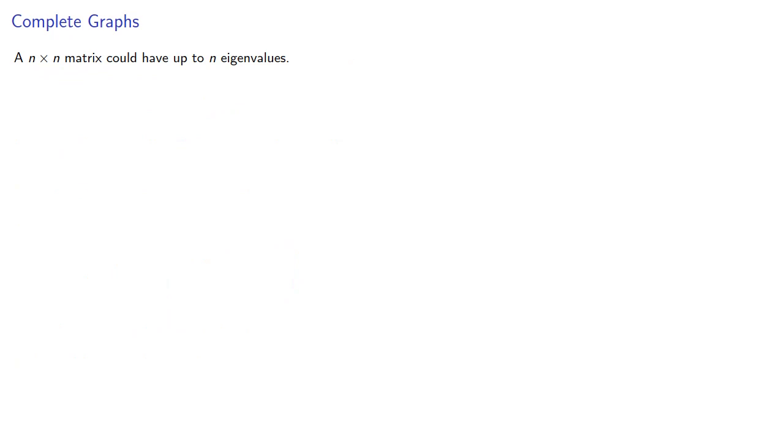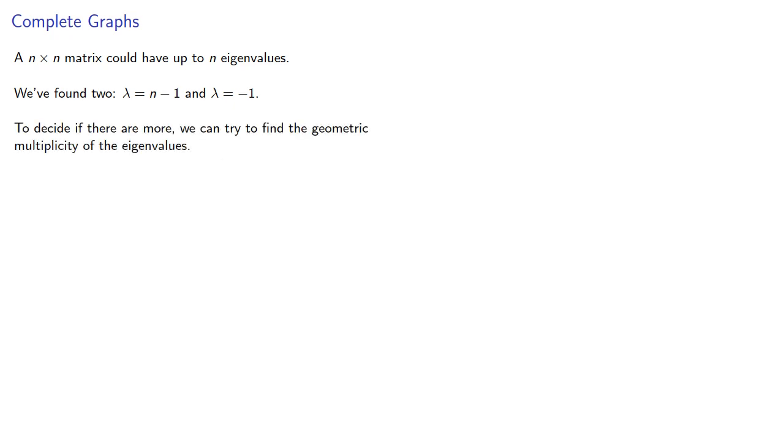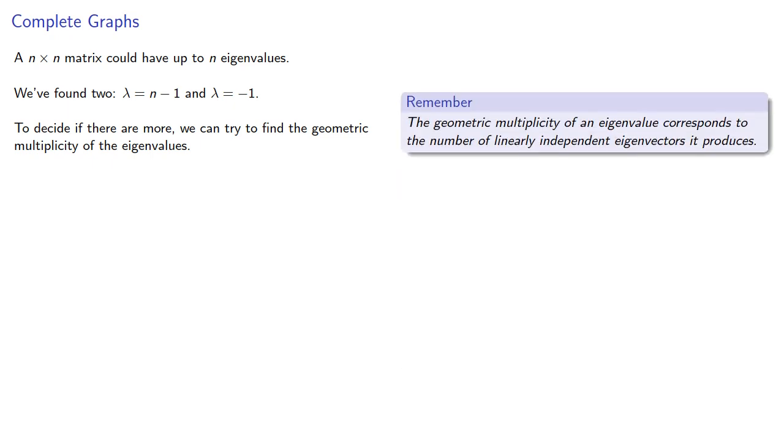Now, remember, an n by n matrix could have up to n eigenvalues. So far we found 2, lambda equals n minus 1, and lambda equals negative 1. To decide if there are any more, we can try to find the geometric multiplicity of the eigenvalues. Remember, the geometric multiplicity of an eigenvalue corresponds to the number of linearly independent eigenvectors it produces.